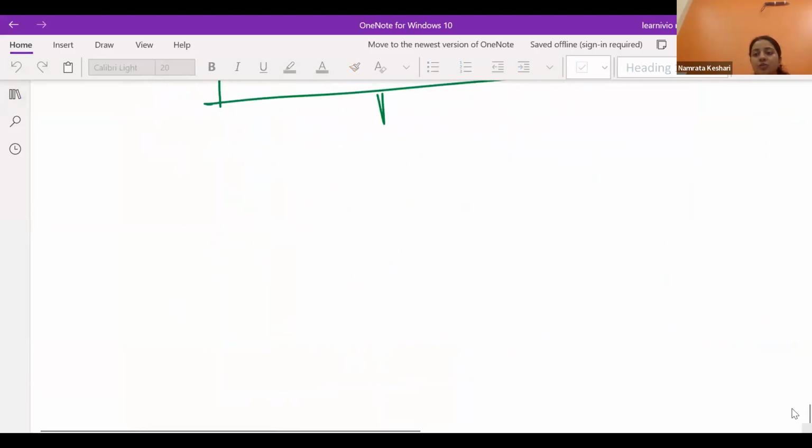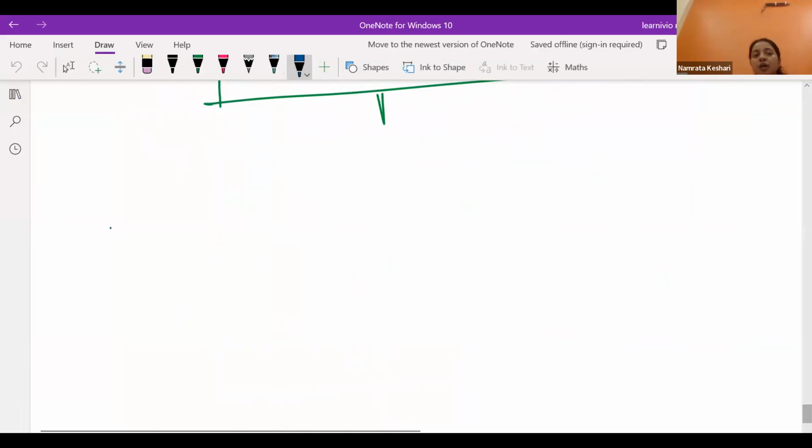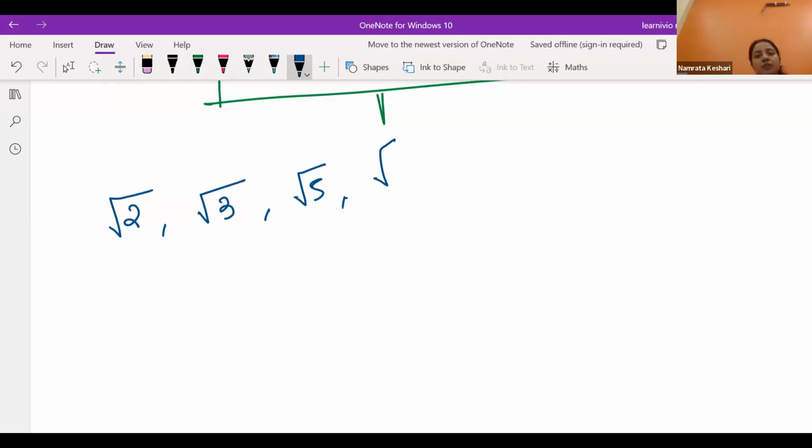Okay, so here we will be taking irrational numbers. An irrational number is any number which is inside the root and you are not able to take it out from the root sign, it is not a perfect square number. For example, root 2, root 3, root 5, root 7, and all those numbers which are not perfect squares. If you try taking it out from the root sign, it is not possible.